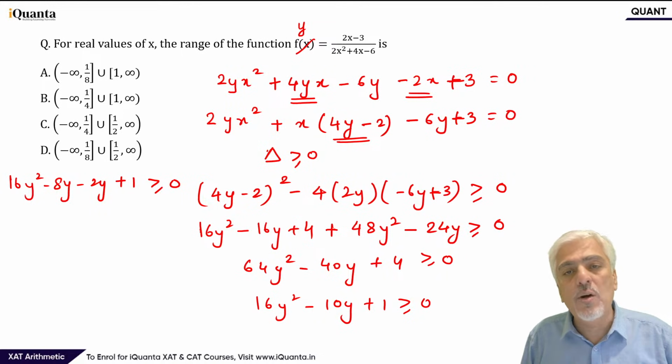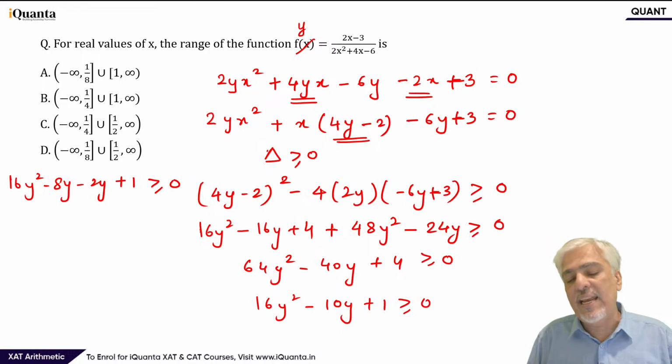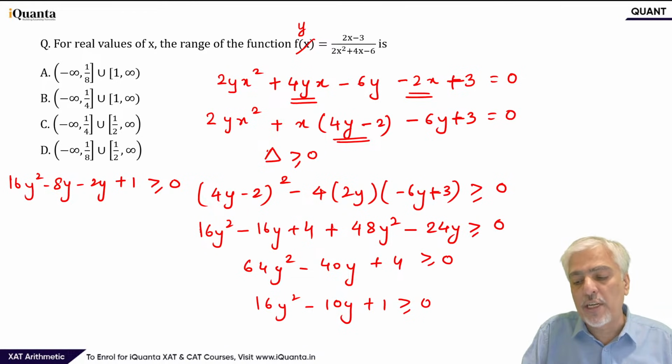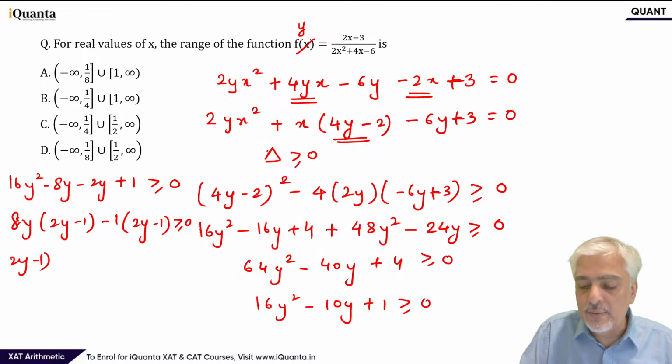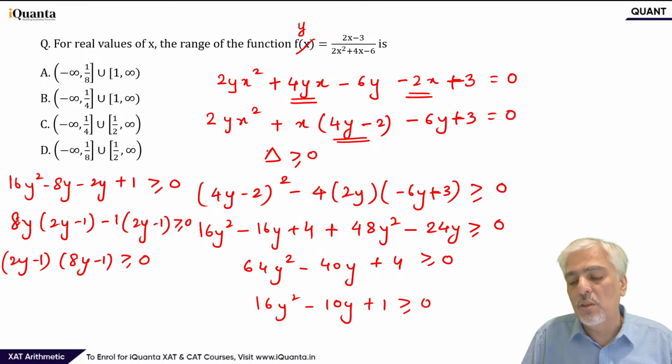And now you just solve it, you'll get the same logic, you'll get two answers. एक greater than, एक less than, एक half आएगा, एक 1/8 आएगा. और will I be able to complete it from here or should I complete it? चलो कर ही लेता हूं यार. 8y common, 2y minus 1, minus 1 common, 2y minus 1 greater than or equal to 0. 2y minus 1 into 8y minus 1 greater than or equal to 0.